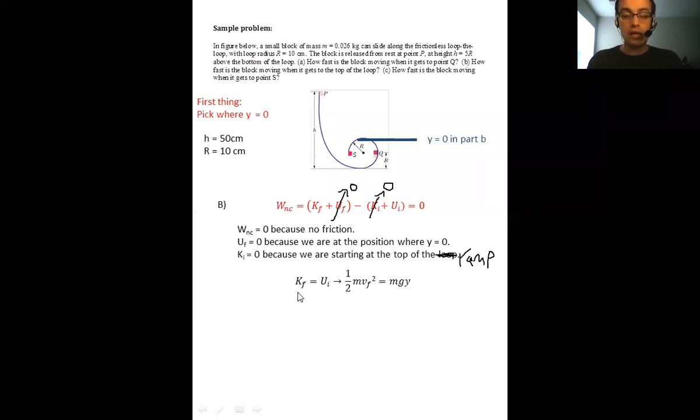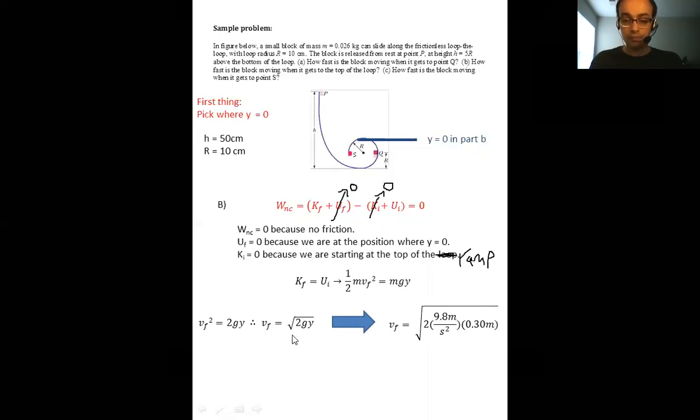K final in this case is equal to U initial. Once again, everything else in this expression is 0. We can bring the U initial, negative U initial, to the other side of the equation. We set up what our expression is. So 1/2 m v final squared, the kinetic energy, equals mgy. We do the same thing we did previously, and we find that v final is equal to the square root of 2gy, and we make our substitution.